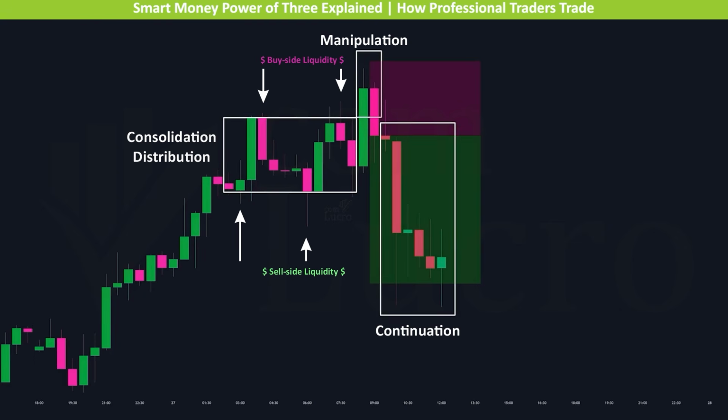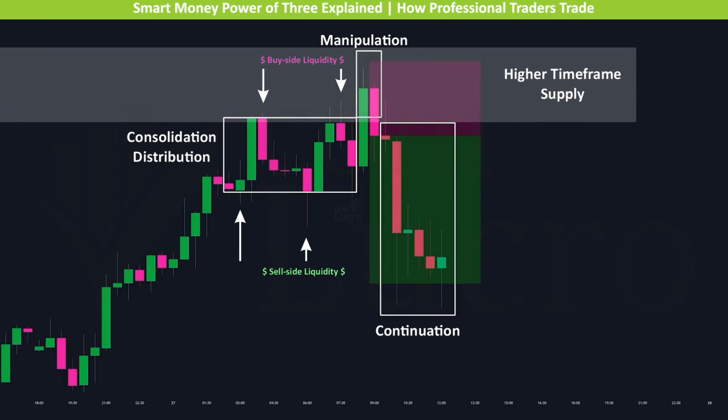It is important to understand that, like any trading concept, the Power of Three should not be used in isolation. It becomes far more effective when combined with other smart money concepts. For instance, if a higher time frame supply zone were present at this level, it would add strong confluence to the setup, increasing the probability of rejection.